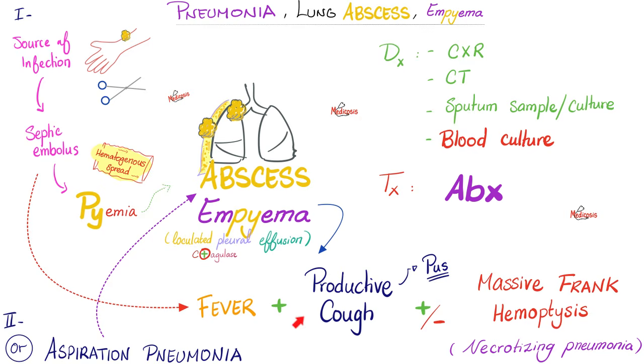You mean increased capillary permeability and the like? True. The patient will suffer from cough that is not dry, it is wet and productive of frank pus, maybe frank hemoptysis, maybe necrotizing pneumonia. Diagnosis: chest x-ray, chest CT scan, sputum sample, sputum culture. Since this bacteria is in the blood already, you can do blood culture. Treatment is antibiotics, of course.